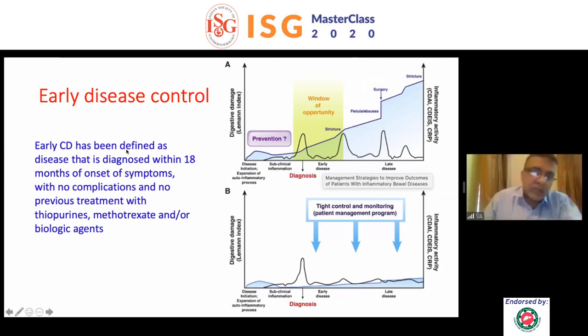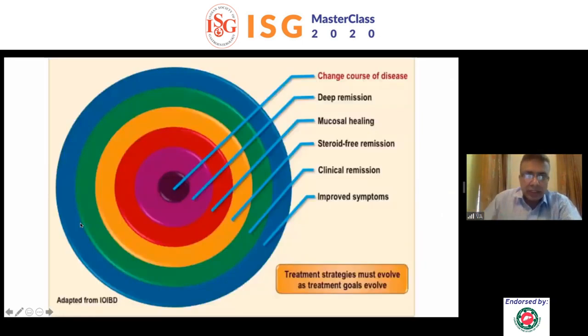And what is the definition of early Crohn's disease? Disease diagnosed within 18 months of onset of symptoms with no complications and no previous treatment with any of the immunomodulator agents. So, treat to target. What is the target? The target was initially improved symptoms 30, 40 years back, then clinical remission, steroid-free remission, then 5-7 years back mucosal healing, then include histological healing and change the course of disease. So this is how the targets are changing.